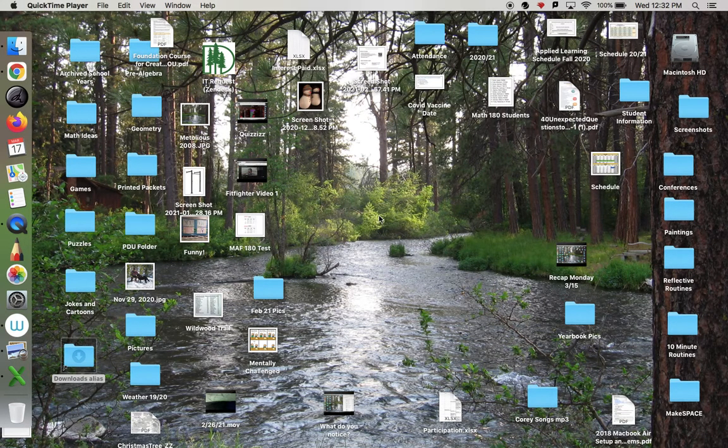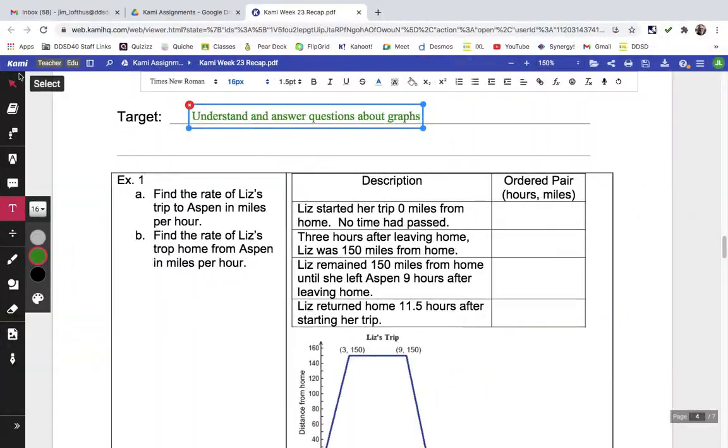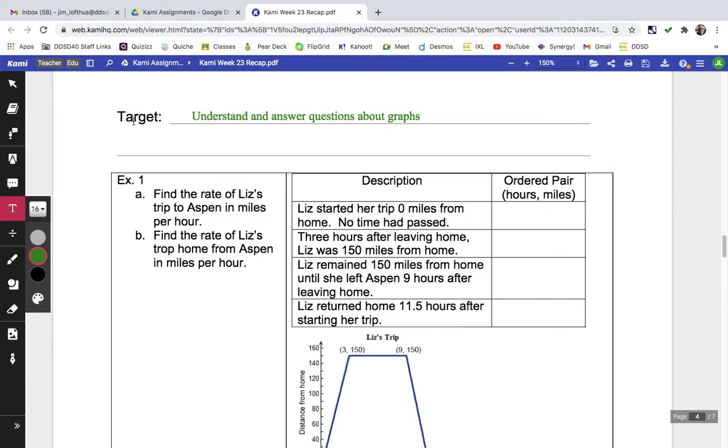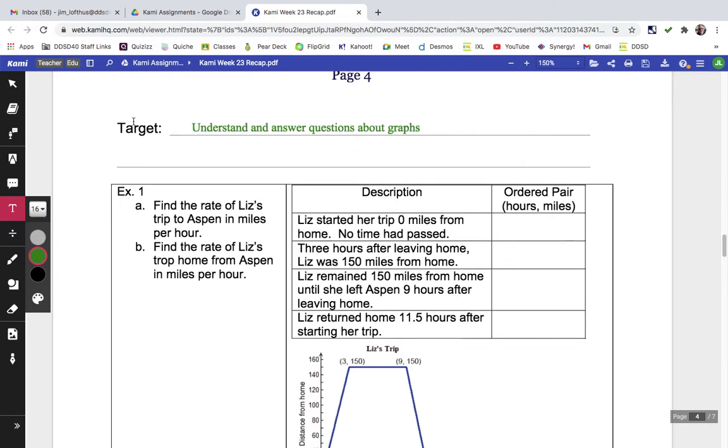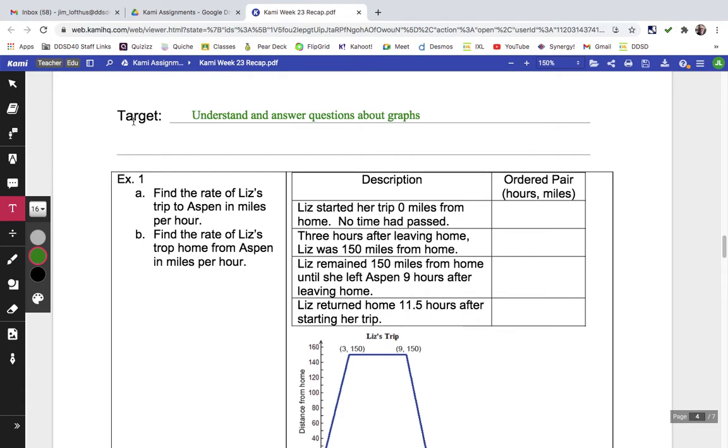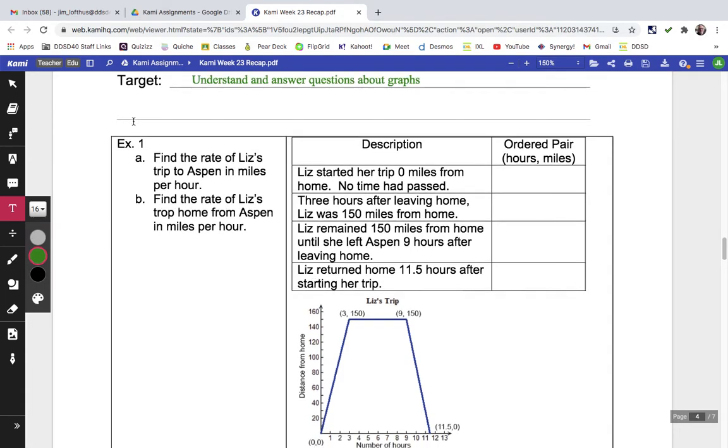This is a recap for Wednesday, March 17th. So we worked on Cami page 4 and 5 today. The target is to understand and answer questions about graphs.